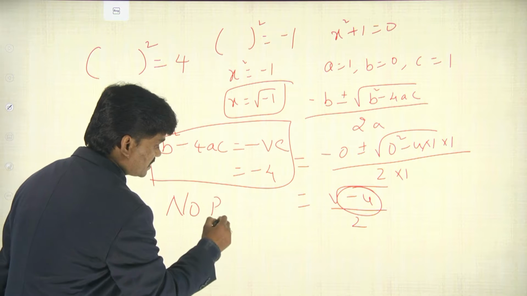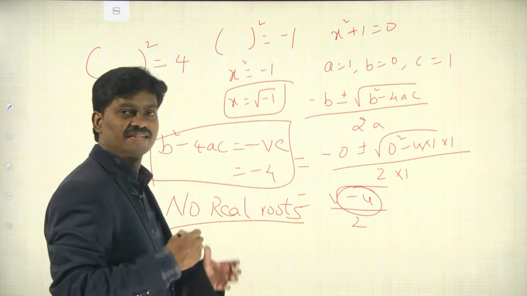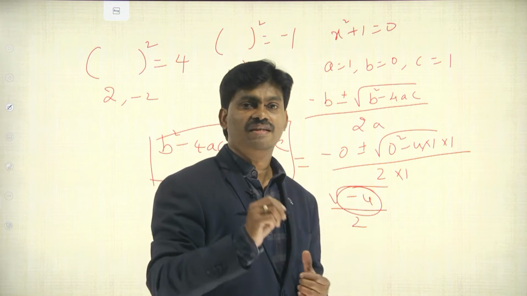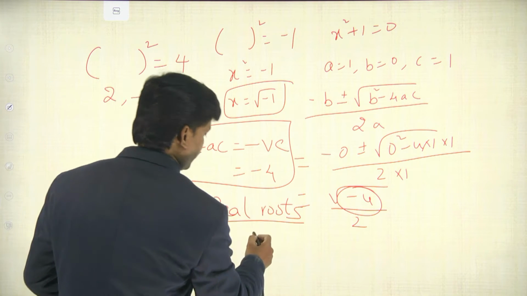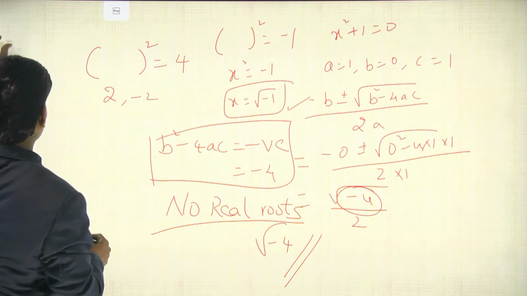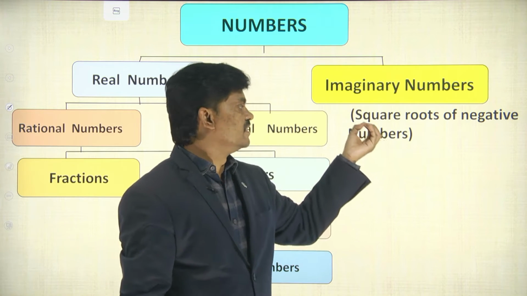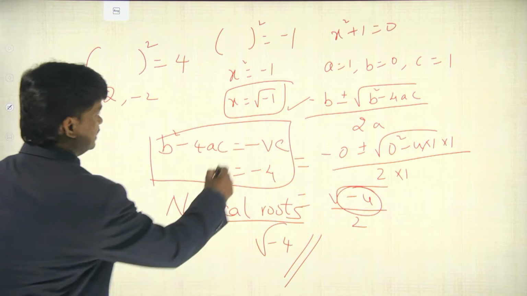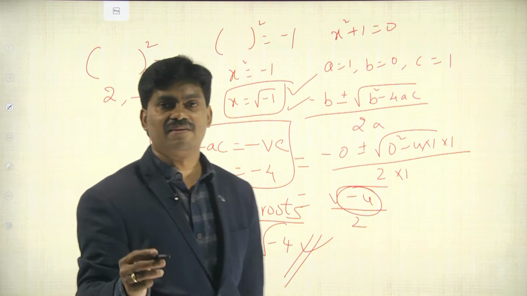Then what kind of roots does it have? No real roots in the sense, what type of roots is it having? That is the topic we are doing today, that is, they are having imaginary roots. Let's see what is the value of under root minus 4 or under root minus 1. We will check it. So what are imaginary numbers? Imaginary numbers are nothing but square roots of negative numbers. The answer for this question, under root minus 1, under root minus 4, the square roots of negative numbers are called imaginary numbers.